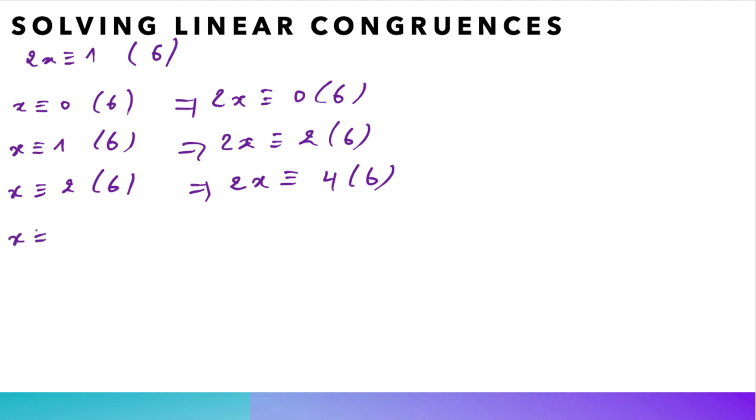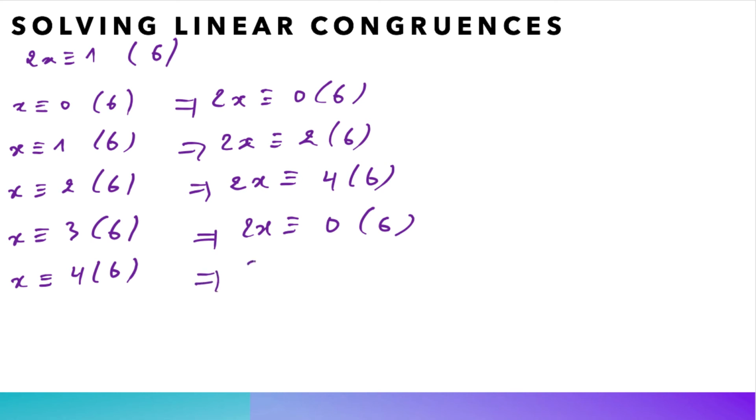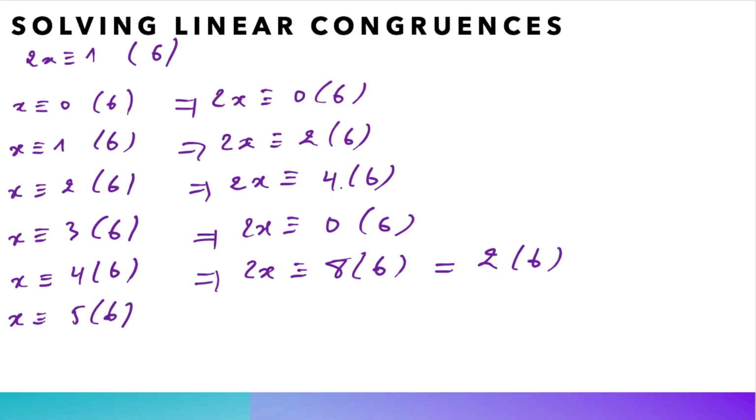Now, if x is congruent to 3 modulo 6, one gets that 2x is congruent to 2 times 3, which is 6 modulo 6, and 6 modulo 6 is 0 modulo 6, different from 1 still. Now, if x is congruent to 4 modulo 6, you'll see that 2x is congruent to 8 modulo 6, and 8 modulo 6 is 2 modulo 6, and this is different from 1 modulo 6. And now, finally, if x is congruent to 5 modulo 6, we will get that 2x is congruent to 10 modulo 6, and 10 modulo 6 is the same thing as 4 modulo 6.